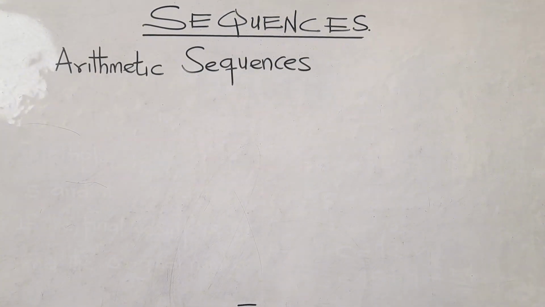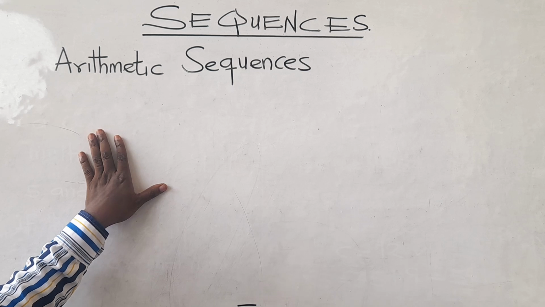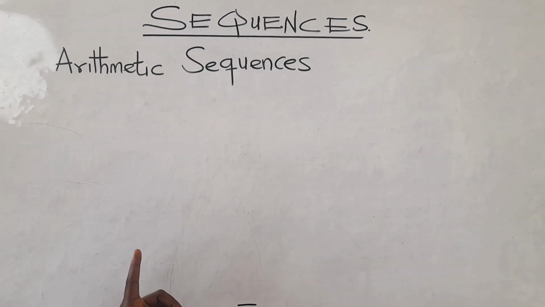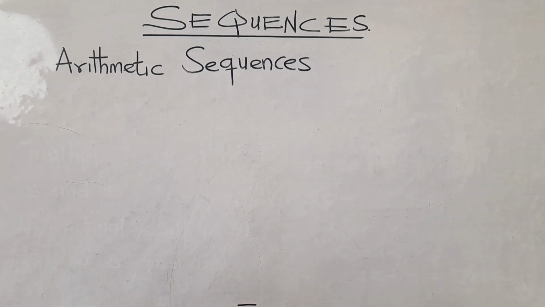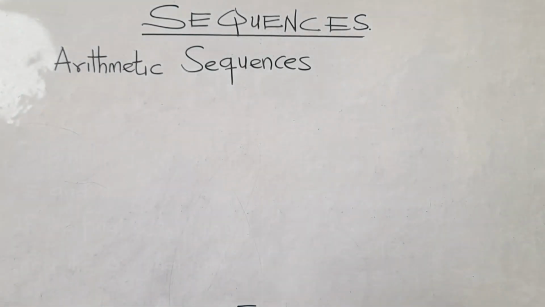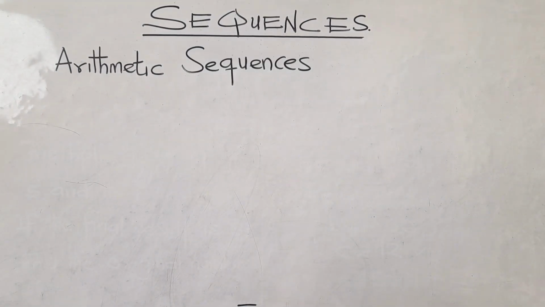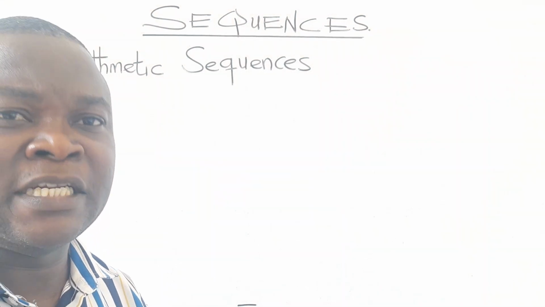Now the first type is the arithmetic sequence. Normally you see questions on arithmetic sequences in your Checkpoint and IGCSE, but we're dealing with the first, foundational part. In an arithmetic sequence, you only have a common first difference.